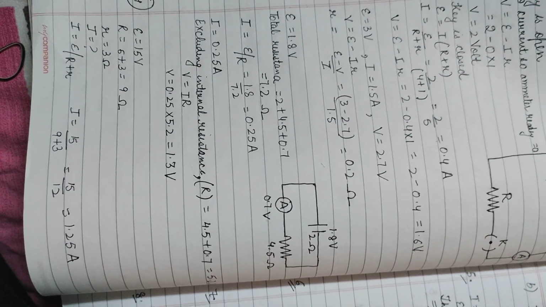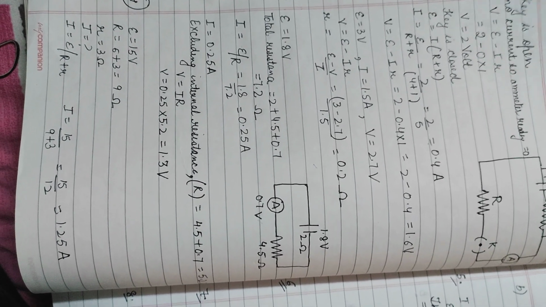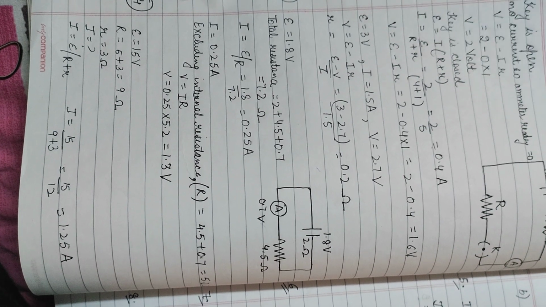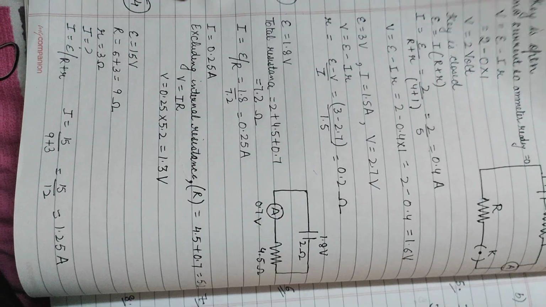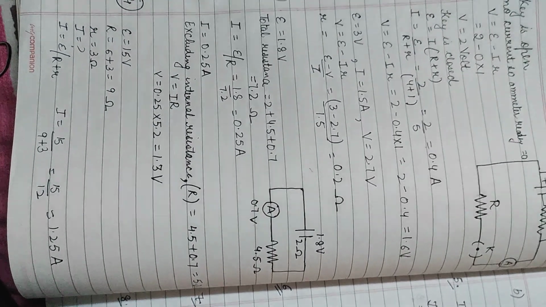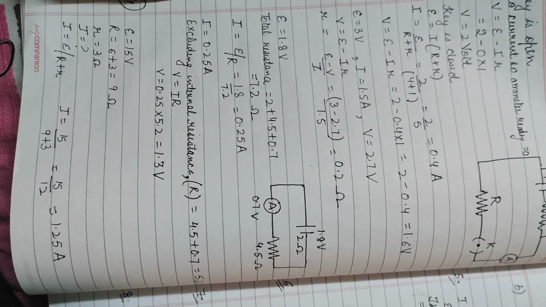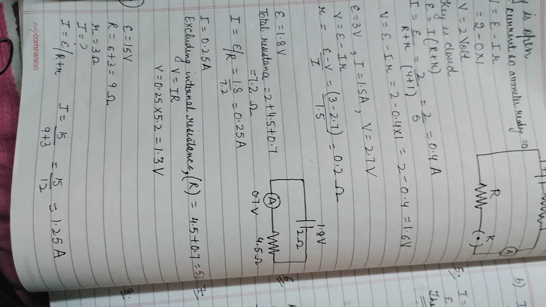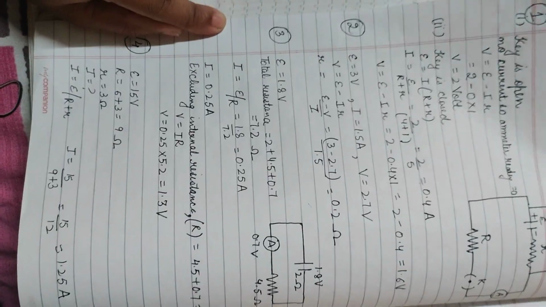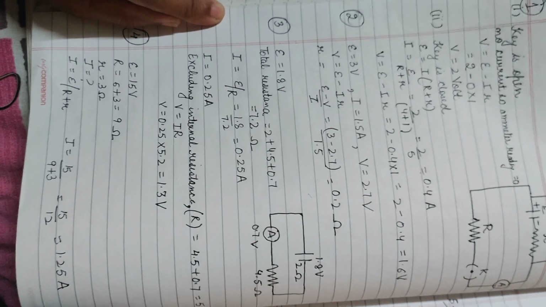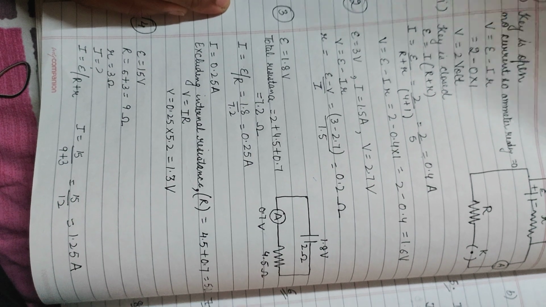Question number 3: a cell of EMF 1.8 volt and internal resistance 2 ohm is connected in series with an ammeter of resistance 0.7. So we have the internal resistance, and two outside resistances: one is 4.5 ohm, and the other is the resistance of the ammeter, 0.7 ohm. We add all the resistances to get the total resistance, that is 7.2 ohm, and I is equal to epsilon by R. Putting down the values you will get the value of I.